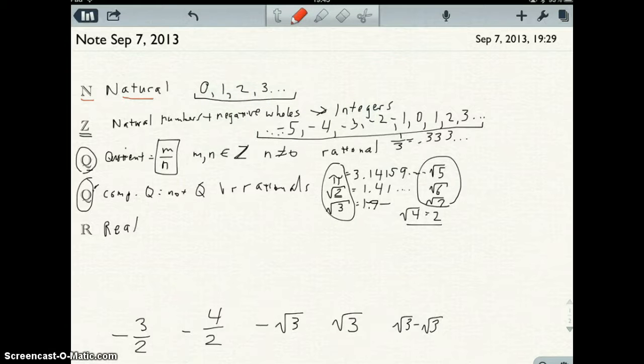So 0, 1, 2, 3. You know, the whole numbers, counting numbers. Maybe you also know 0. IB considers 0 a natural number also. Okay, so natural numbers are 0, 1, 2, 3, the easiest number set.